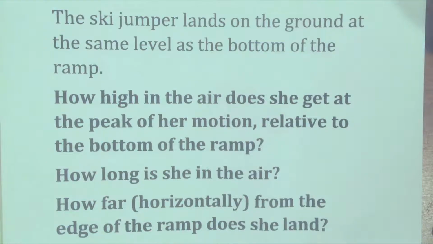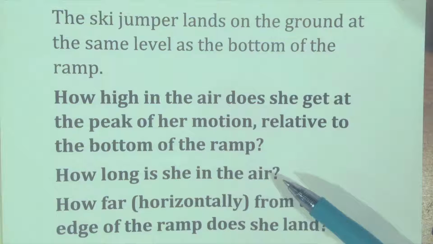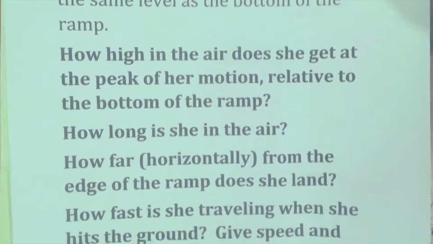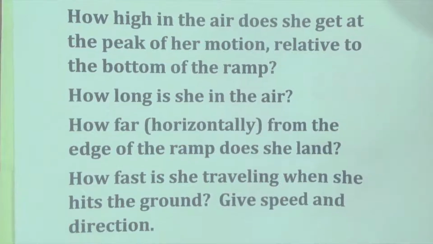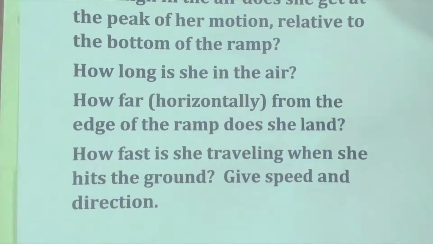In the previous video, we answered these first two questions: how high she gets in the air at the peak of her motion and how long she is in the air. In this video, we will answer the next two questions: how far horizontally from the edge of the ramp does she land, and how fast is she traveling when she hits the ground?